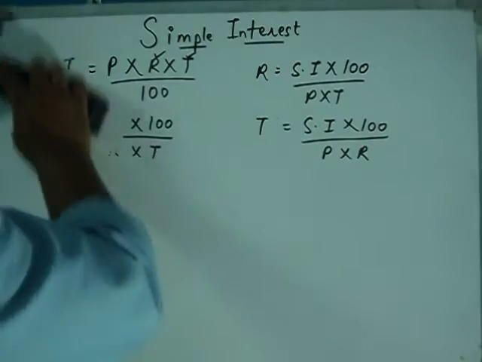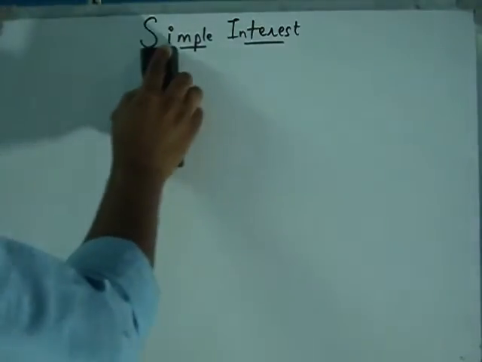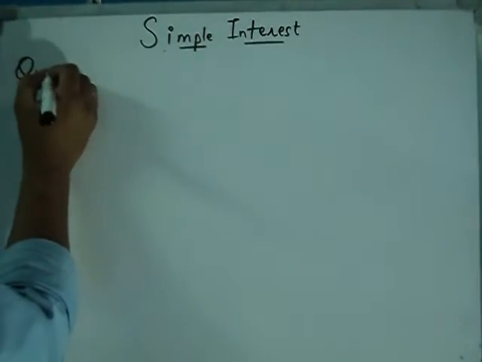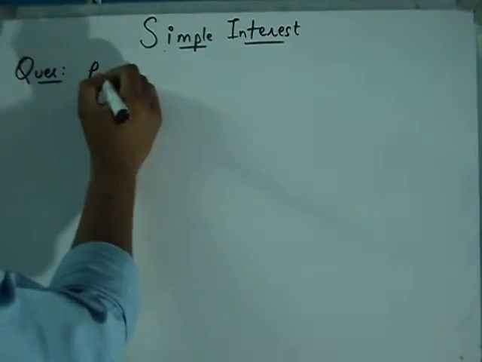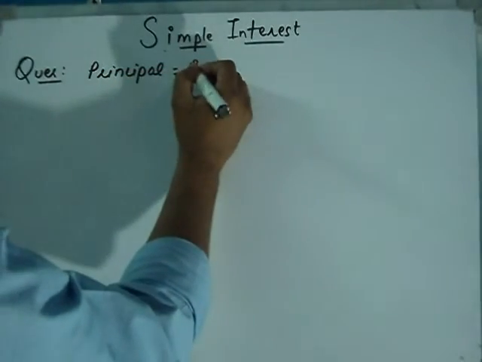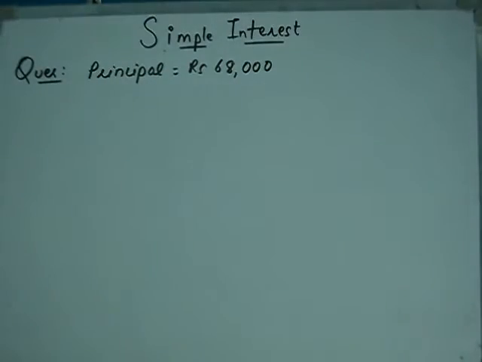So let's discuss some problems related to simple interest. Suppose we have a principal, it's question 1, and we have to calculate the simple interest. The principal is 68000 rupees. The principal can be given in either rupees or in different currencies.